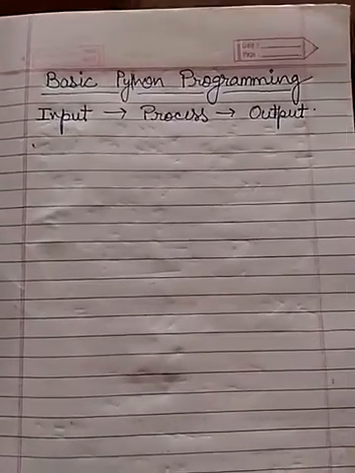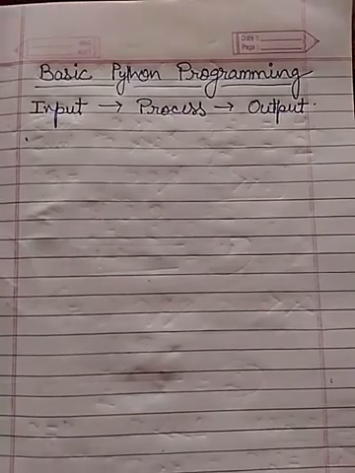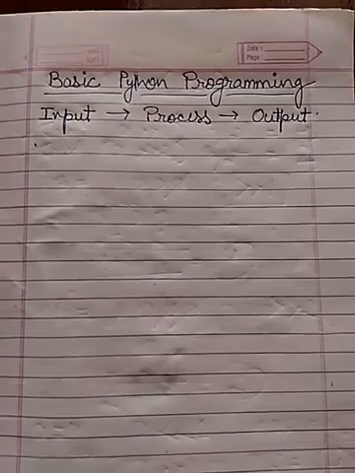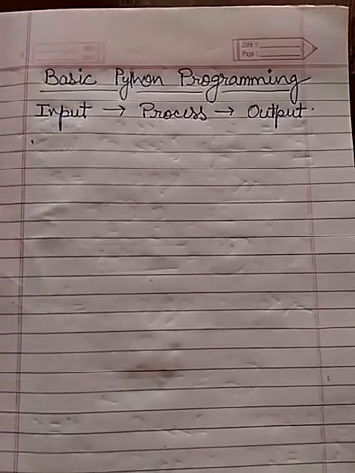Hello students, in this video we are going to learn how to write a basic Python program. For writing a program, three things are required, that is input, process and output. Input is that thing which is required to be read in the program. It could be from user or it could be by the programmer.